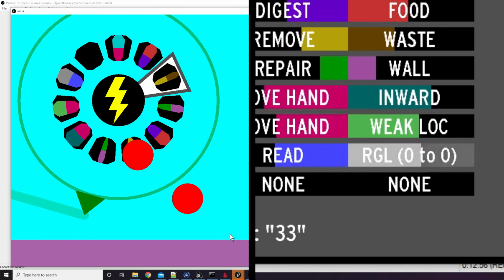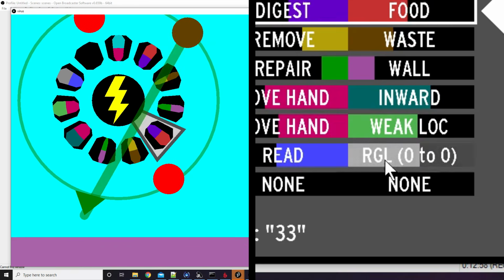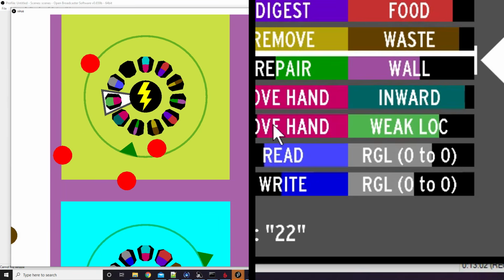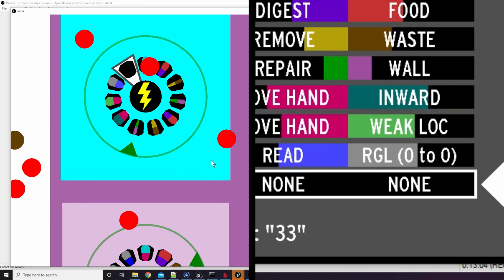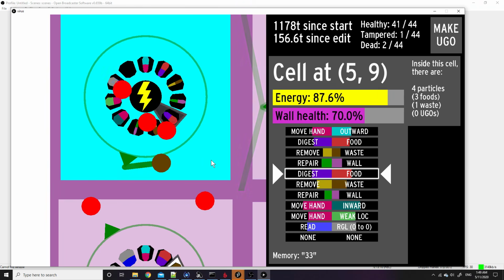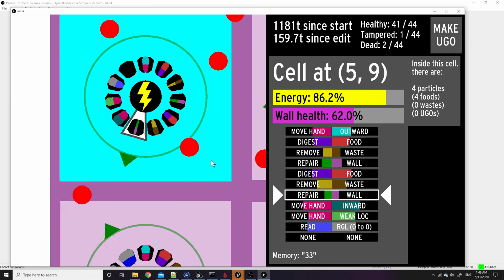I'll toy with that later, but for now, you can see that both of them say RGL 0 to 0. And what that means is that we're only looking at the codon directly in front of the hand, so we're reading one codon and we're writing one codon.